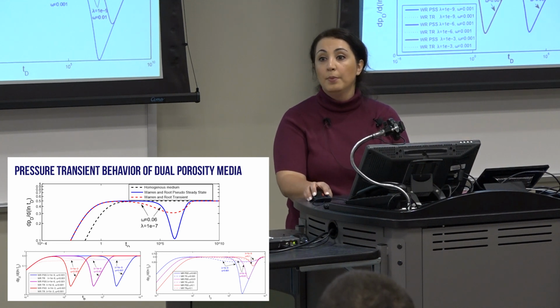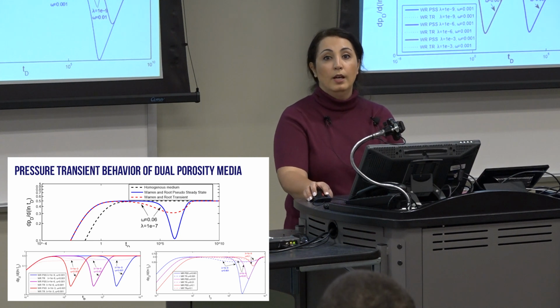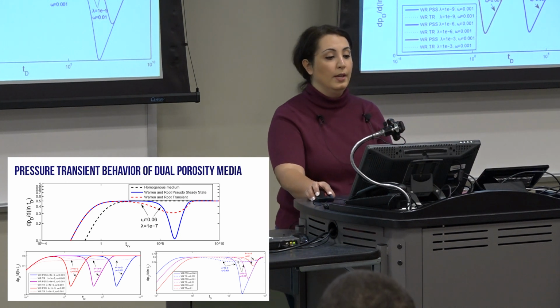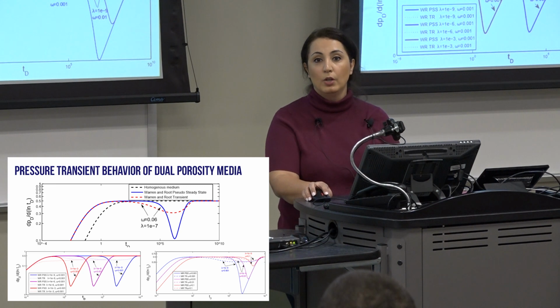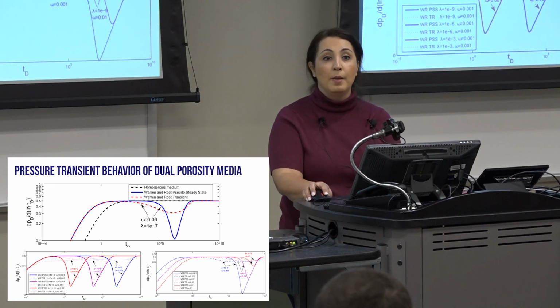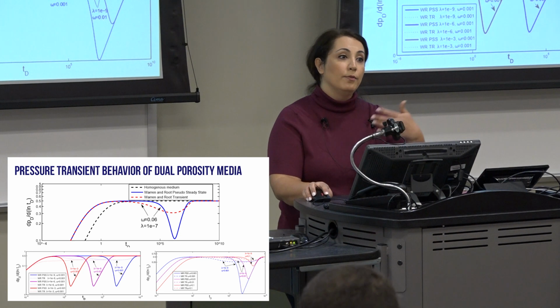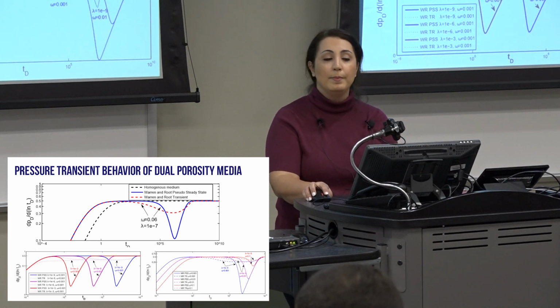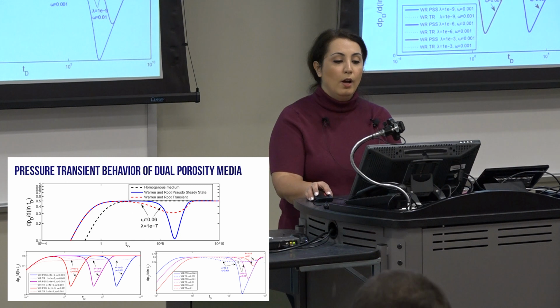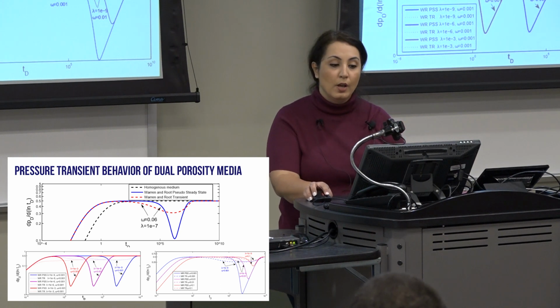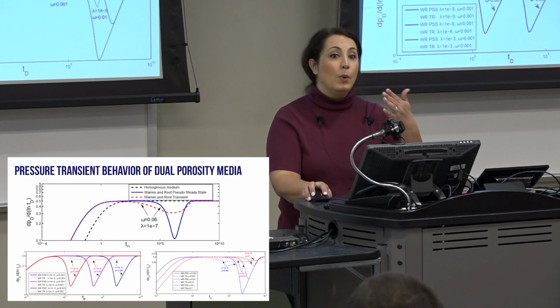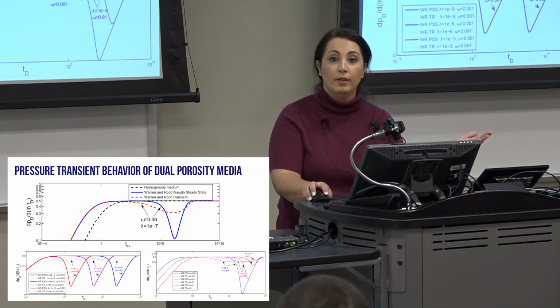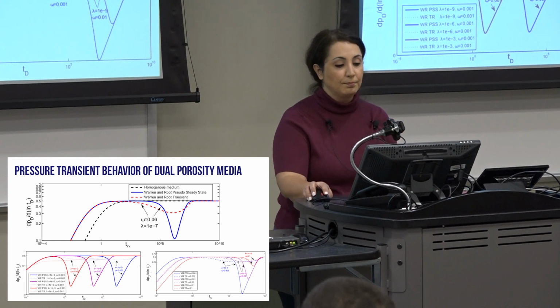Here I plotted the pressure derivatives. This is a very informative type of graph. We call them the type curves for pressure transient behavior of the reservoir. They give us information about the permeability, effective permeability of the reservoir, etc. For a homogeneous reservoir, we expect this dashed black line, but when the reservoir has fractures, we see a dip in the pressure transient curves. So through well testing, we can know whether the reservoir is fractured or not.